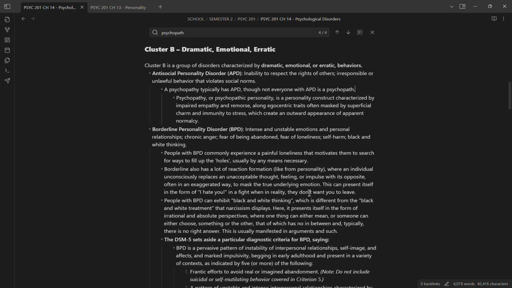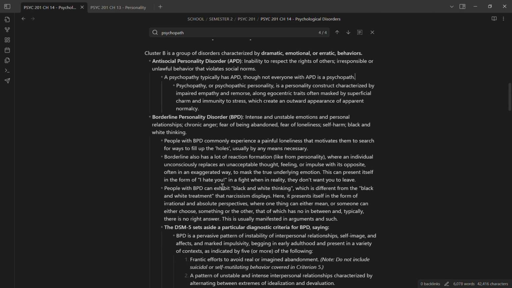BPD is characterized by intense and unstable emotions and personal relationships, chronic anger, fear of being abandoned, fear of loneliness, self-harm, and black and white thinking. People with borderline personality disorder commonly experience a painful loneliness, motivating them to search for ways to fill up their holes, usually by any means necessary.